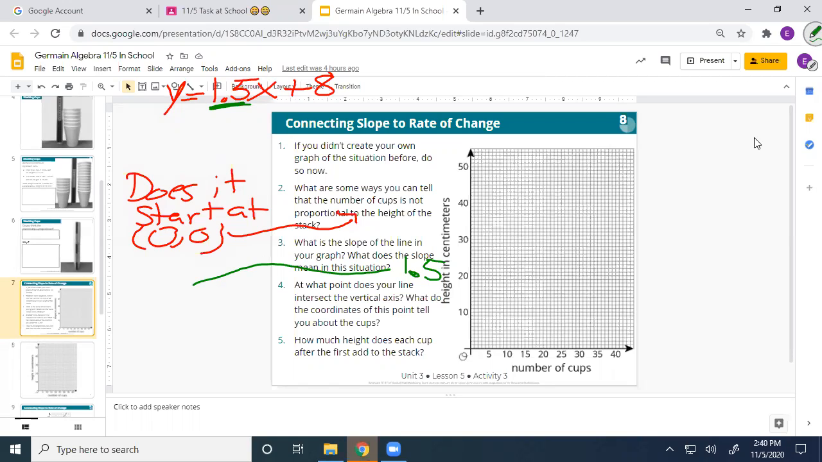I'm going to keep asking you about that word context. What does it mean in this story, Eden? What does that 1.5 represent in this story? What does it mean, Aiden? Height that the cup has. The total height that the stack is? No, how much one cup adds to the stack.